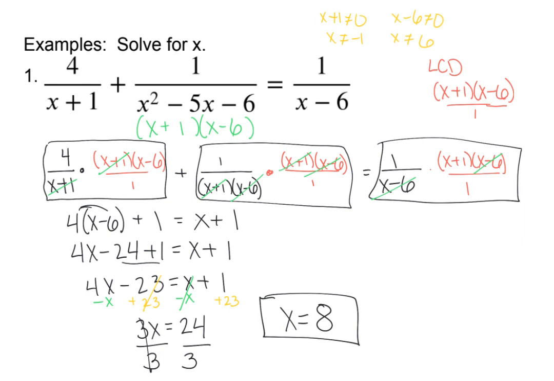Before we call it done, though, check and make sure. Was x an okay answer? Well, it's not -1, and it's not 6. So, yep, it's good to go. Our answer would be 8. If you had extra time on a test and wanted to check this, you could. You would put 8 back in everywhere that you see an x, simplify all of this stuff together, and you would get the same thing on both sides.